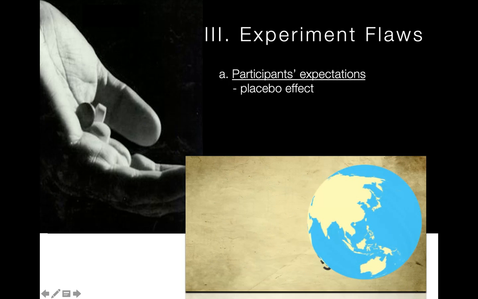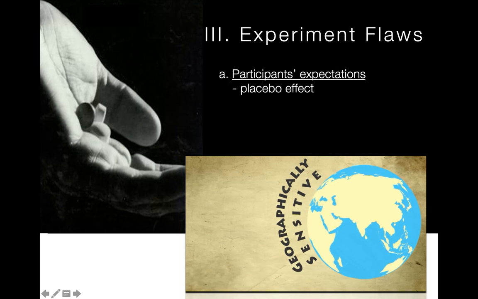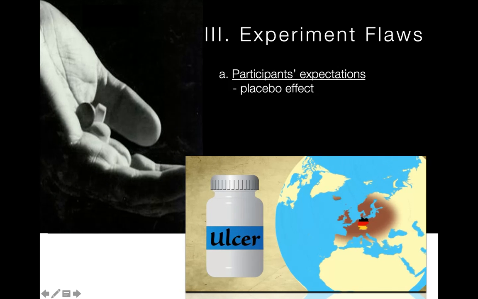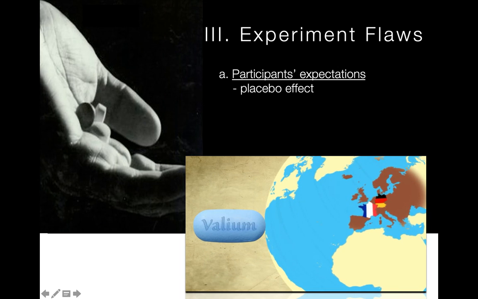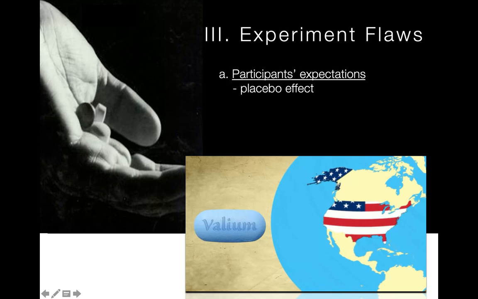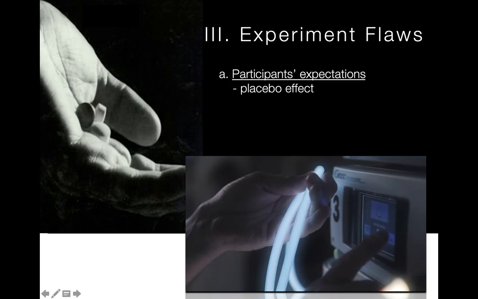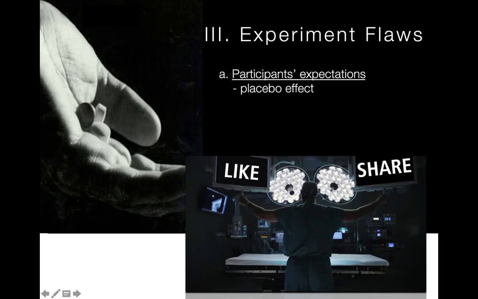Placebos are geographically sensitive, meaning that their effects differ depending on where you live. For example, using placebo to treat ulcers worked better in Germany than anywhere else in Europe. And when Valium was tested in France, it outperformed the placebo. But when tested in the United States, it failed the test. And as our medical technology improves, our faith in medical professionals improves. With this said, the placebo effect has been shown to simultaneously grow.